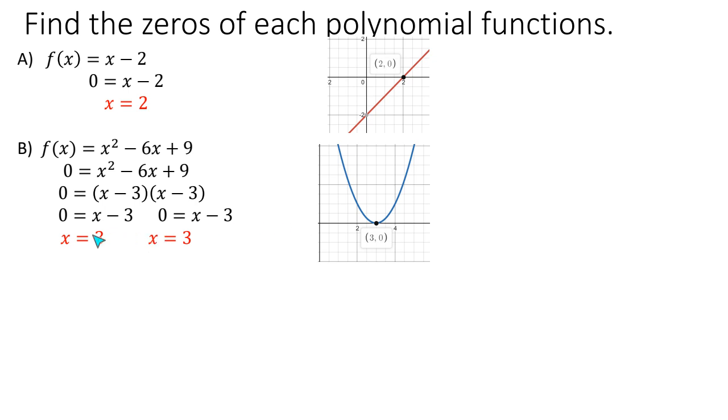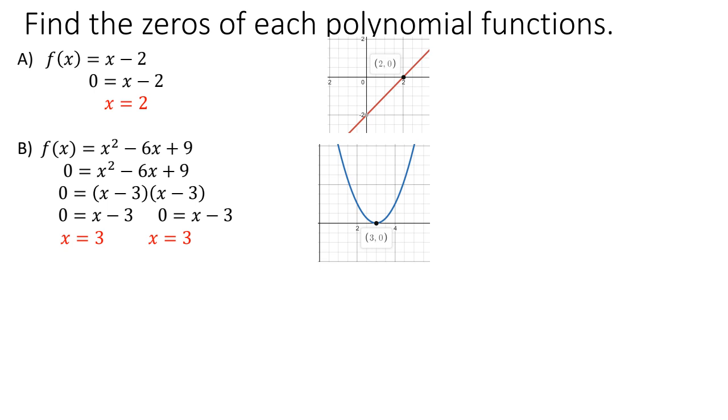Because they repeat an even number of times, this is why the graph will touch it and turn. If you notice on the first one, it only repeated one time, which is an odd number of times, and that's why the graph crosses through the zero.